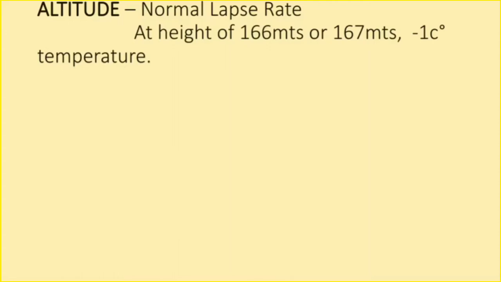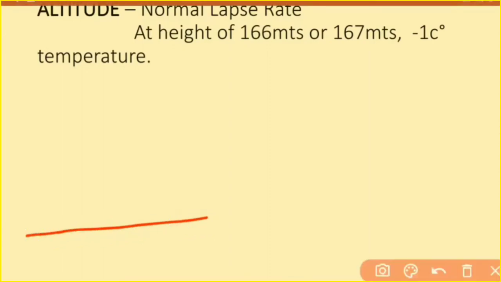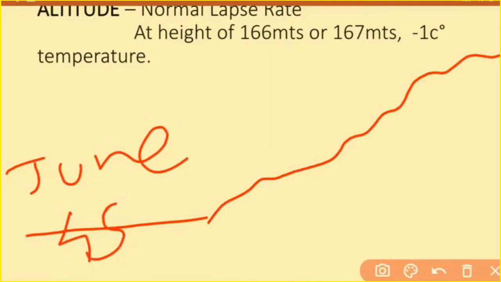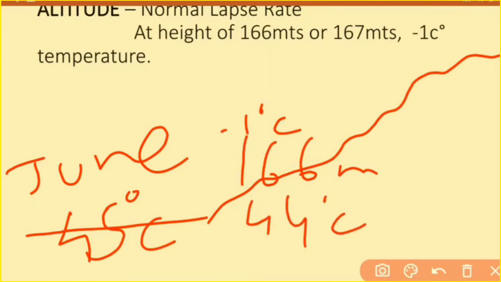This normal lapse rate explains the difference in temperature between the plains and the mountainous region. Just take an example: this is a plain area and we start moving to the higher region. Here in the plain, in the month of June, the temperature is 45 degrees Celsius. As we try to reach the high area, we cover 166 meters, and the temperature drops 1 degree, so it is 44 degrees Celsius, and so on. As we move higher and higher, at a height of 4000 meters the temperature is 5 degrees Celsius, or sometimes it will be -5 degrees Celsius.